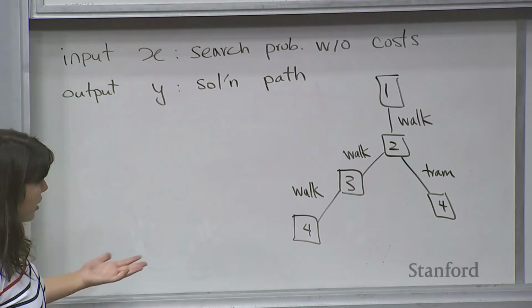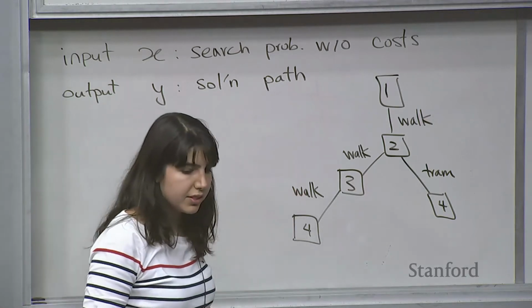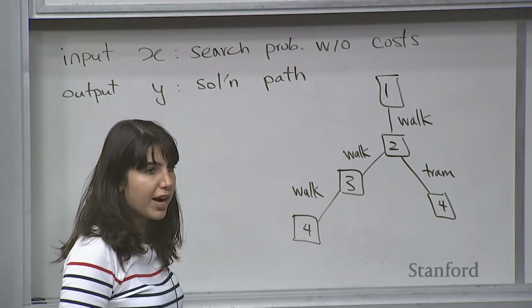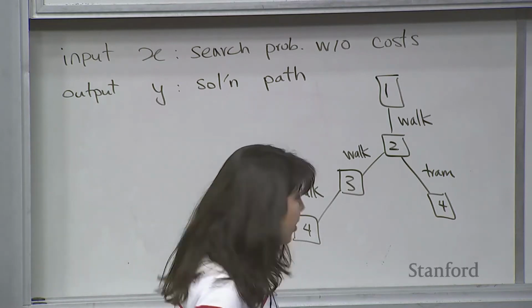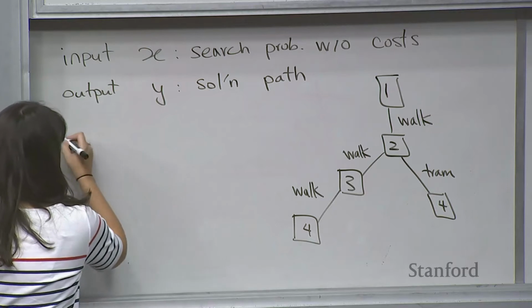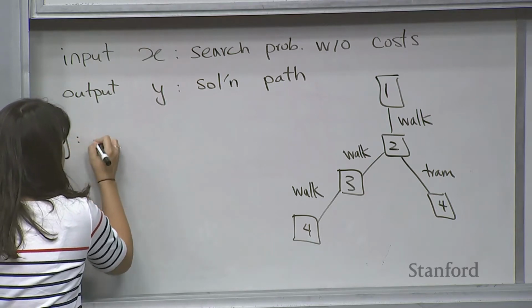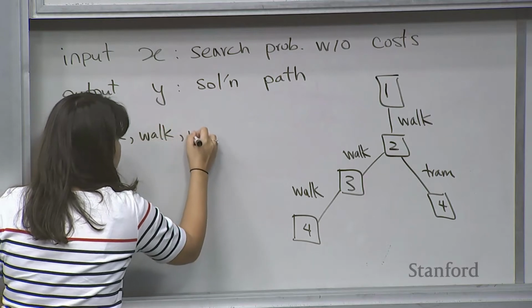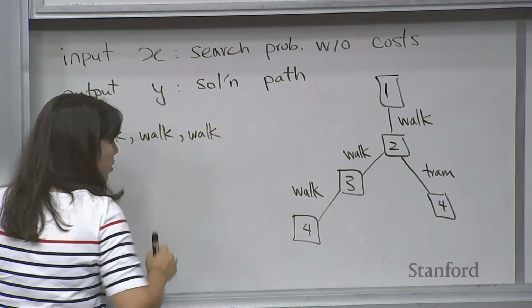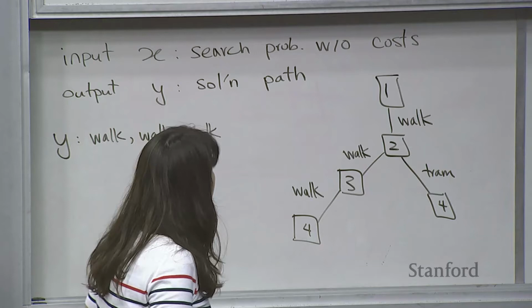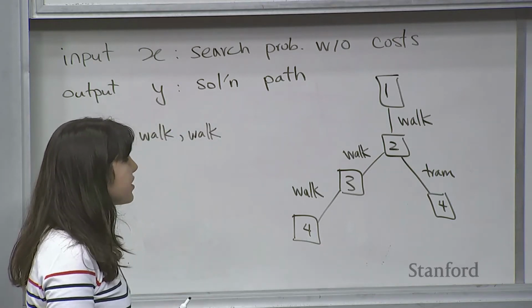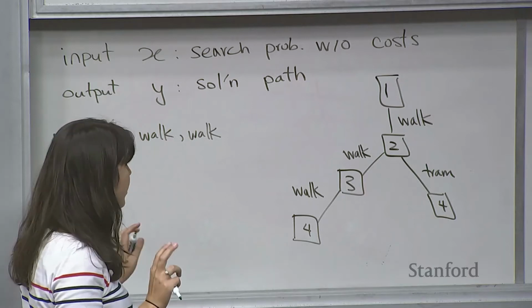And the thing is, I don't actually know what the costs of these actions are. I don't know what the cost of walk is, what the cost of tram is. Okay? But one thing I know is that my solution path, my y, is equal to walk, walk, and walk. So one way to go about this is to actually start with some initialization of these costs.